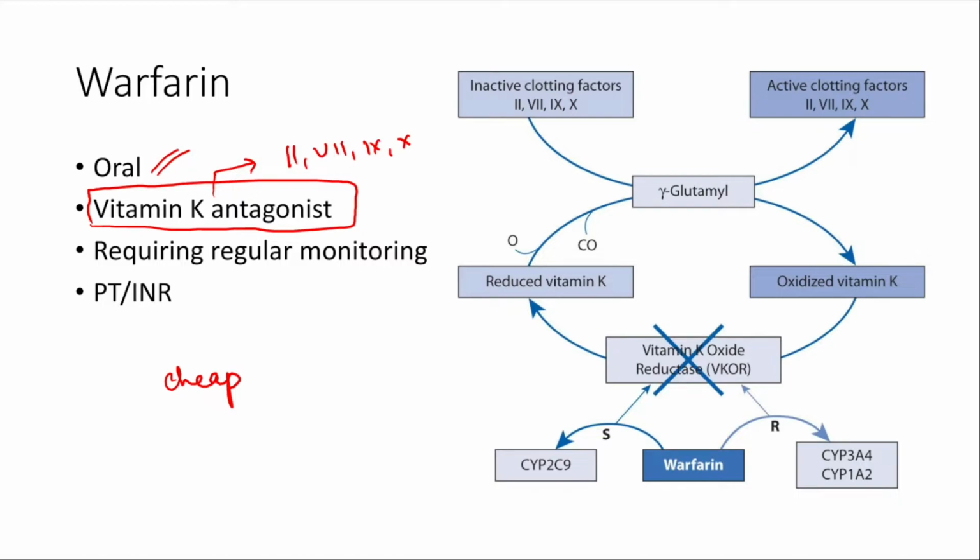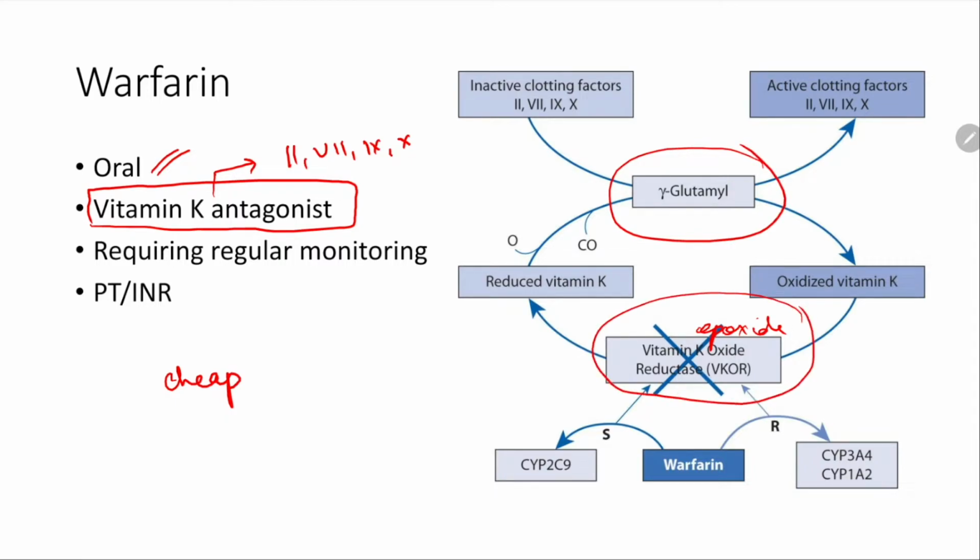So what warfarin does, it inhibits this vitamin K epoxide reductase. That is this enzyme that is inhibited by warfarin. So it inhibits this. The gamma glutamyl residues of vitamin K cannot be oxidized, and therefore the clotting factors cannot be activated. So it's very important. You need to know the name of this enzyme. The residues are gamma glutamyl residues. You can get questions from any of these.